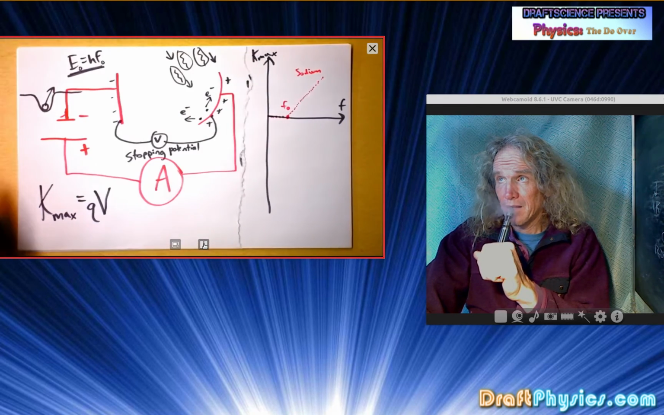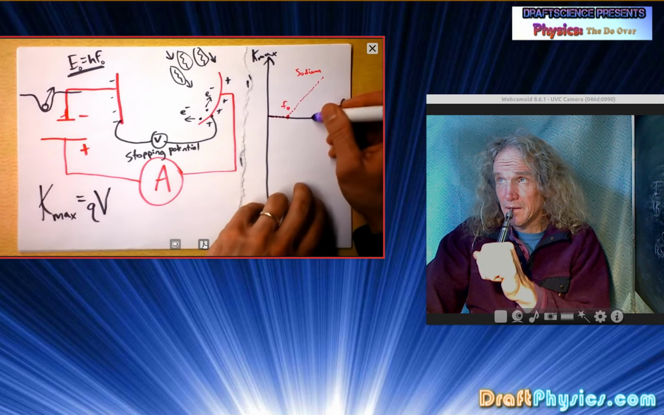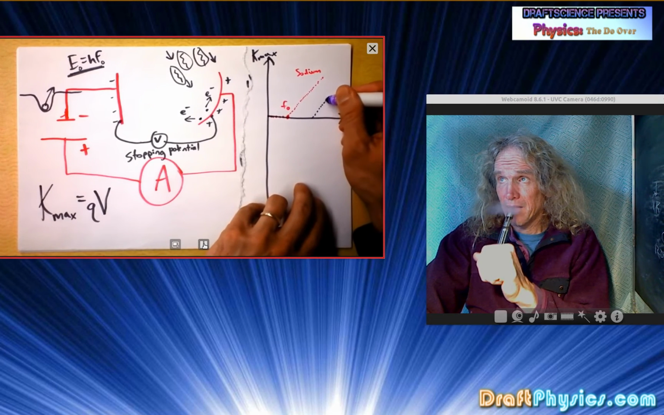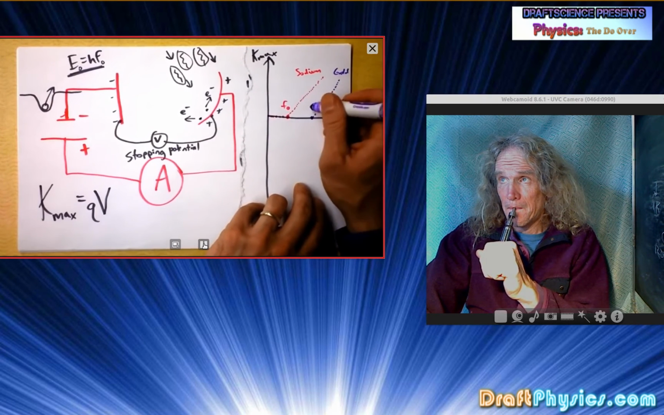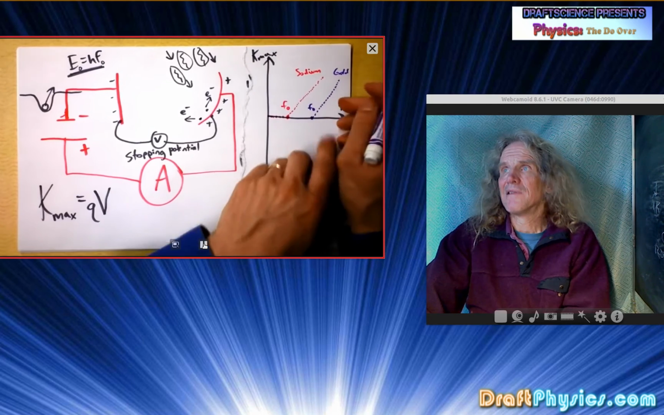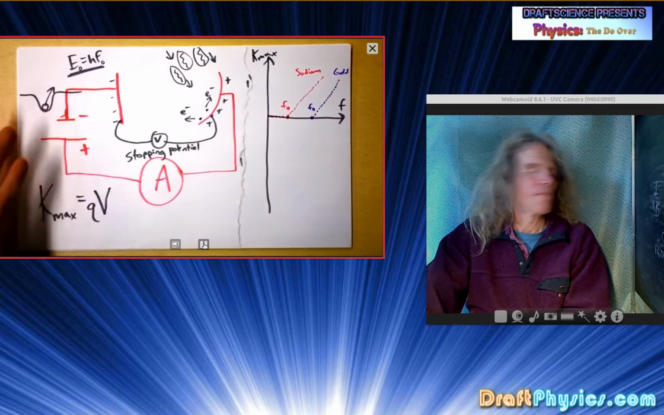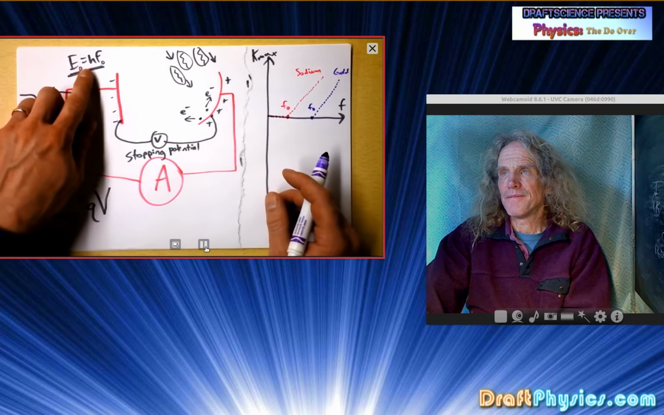And if I take a different metal, let's say a metal like gold, and I make it out of gold, I get a very similar pattern right here, but it's got a different x-intercept, which is f naught for gold. And we could look at this equation right here. This is a very interesting equation.